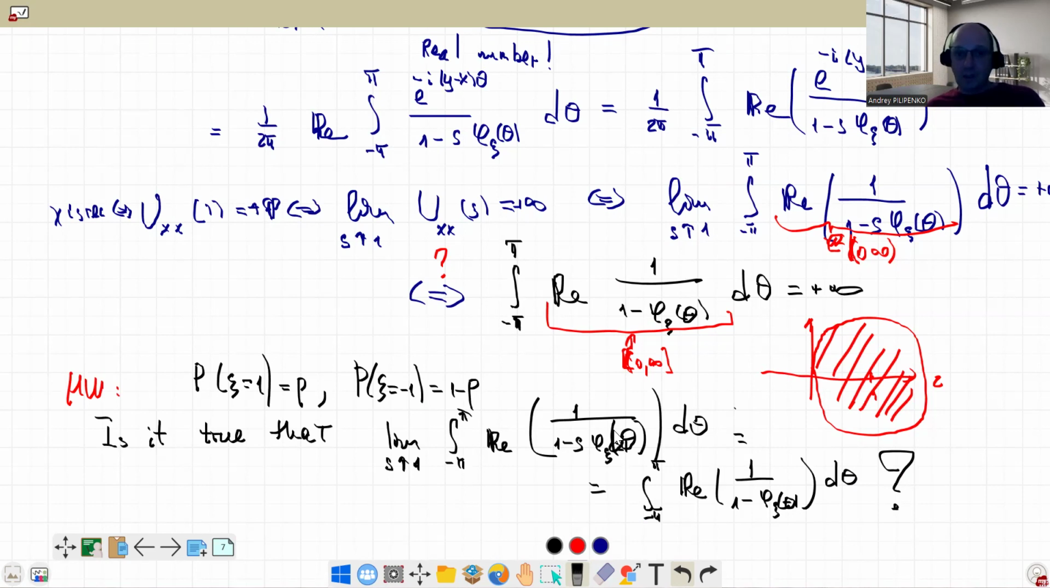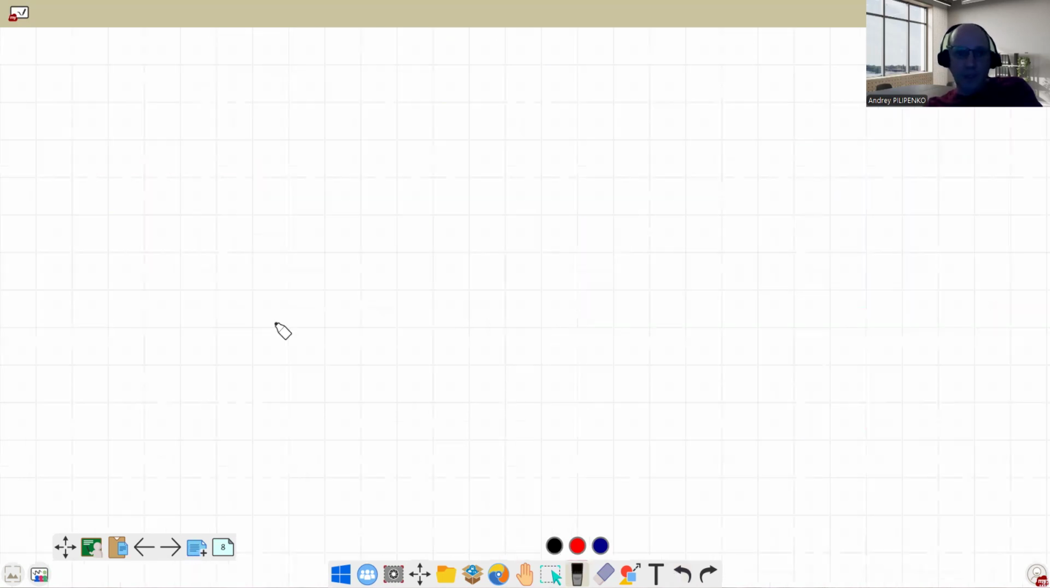And the well-known result is that this is true. So the answer is affirmative. So this is true. And let me write this as a theorem. We will prove one direction, and the other direction is very complicated, and the reference is, for example, Spitzer's book, Principles of Random Walks. So a famous book on random walks. But one direction I can prove easily.